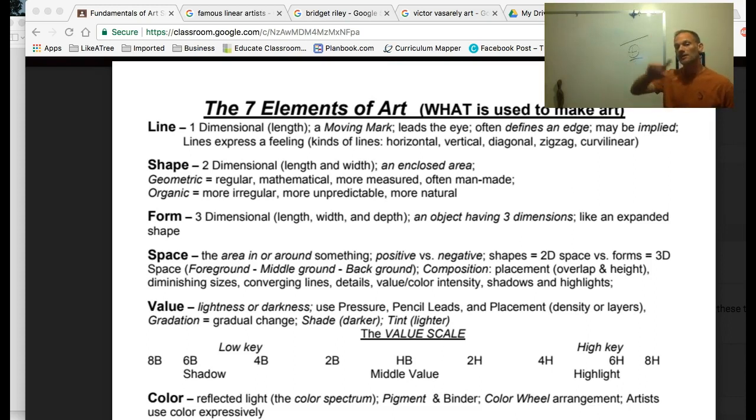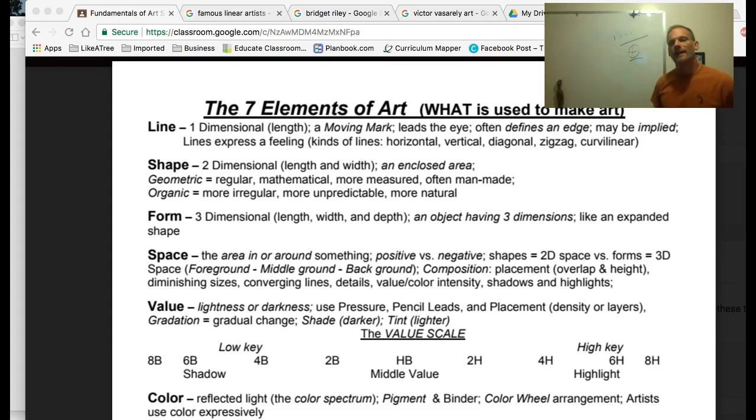It doesn't have to be a continuous mark. It could be a series of marks that happen to visually relate to each other. So if I continue these dots and dashes, you can get the same sense of a diagonal line. Lines express feelings as well.